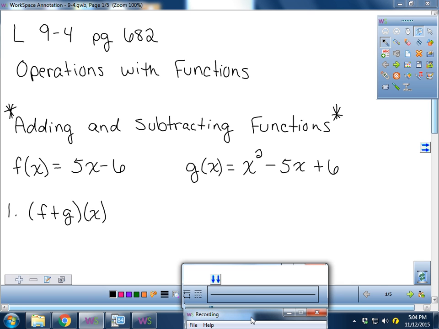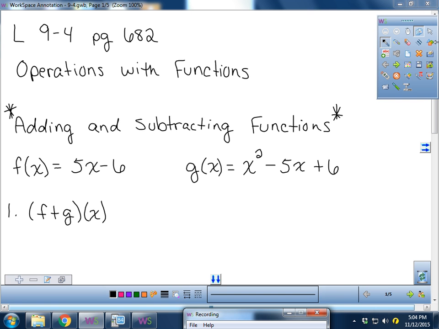Okay, so Chapter 9 only has 2 sections that we're going to go over. This one deals with operations of functions. These are not hard unless you don't pay attention. Then they can get a little bit tricky. All right, so the first thing we're going to discuss is adding and subtracting functions.